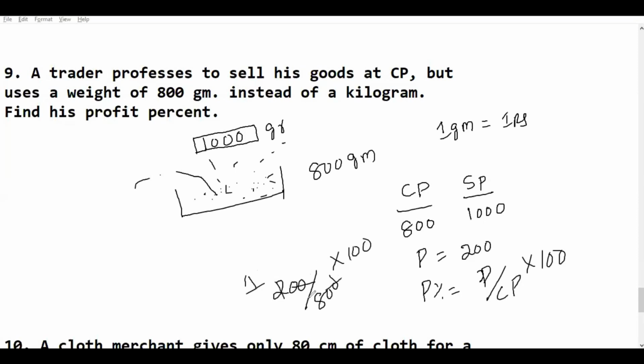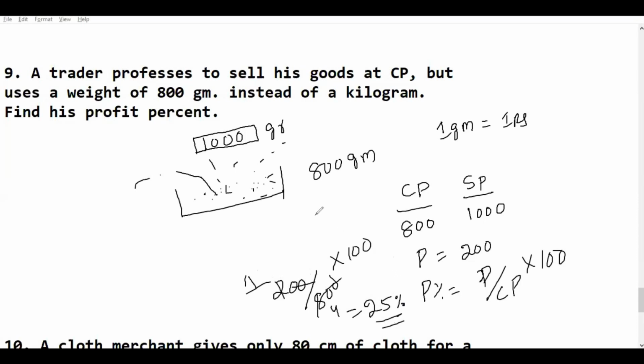So 2 ones are 2, 2 fours are 8, so it is 1 by 4. What is 1 by 4, guys? 25%. Always people end up with the answer 20%, but please mind it, it is not 20%. It is 25%. Please understand the things.